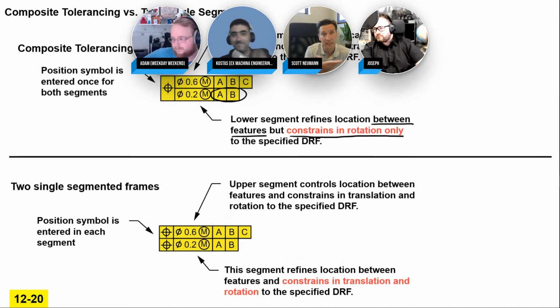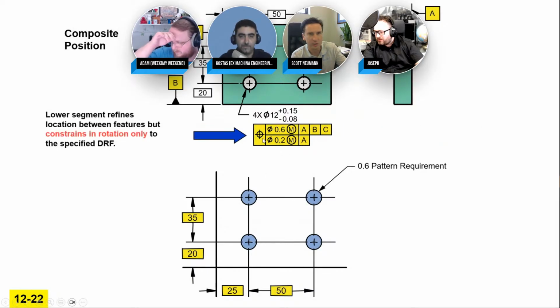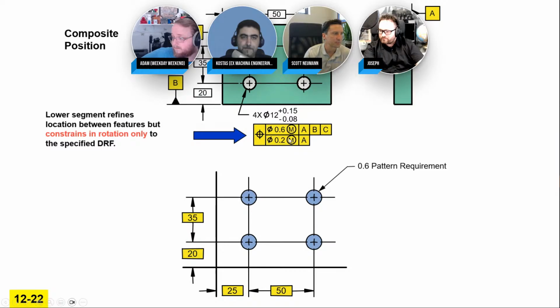Yeah, that's right. The datum reference frame is really all about constraining degrees of freedom. It's like you're taking that cylinder and moving it around. That's how I look at it. In most cases, at a high level, you want to lock it into your datums. And then there are situations where you say, I don't want it locked to the datums. I have a tighter requirement between features and looser to the datums.